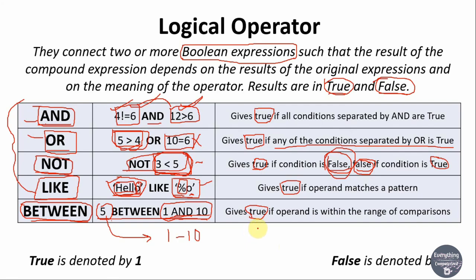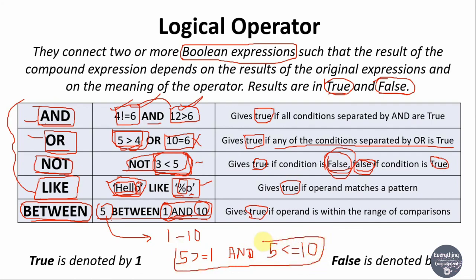One more thing you need to note at this point is that when you are specifying the range of the between operator, you need to give the lower bound of the range first and then the upper bound of the range. This is because the between operator first executes the statement 5 greater than or equal to the lower bound and 5 less than or equal to the upper bound, and if this expression returns true, then only the value of the between operator will be true, otherwise it will be false.